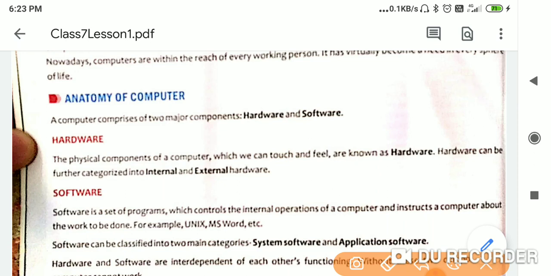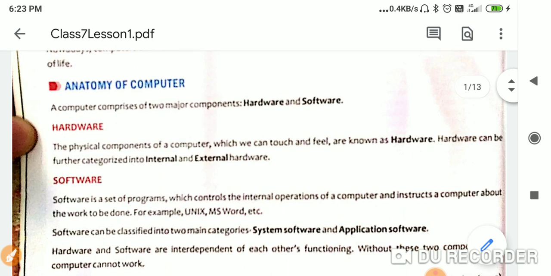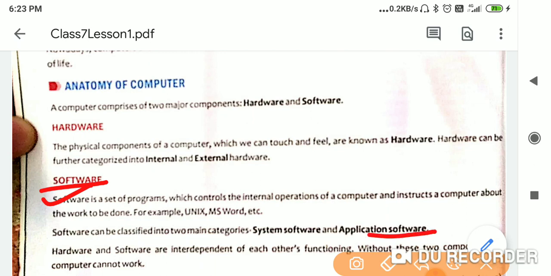two major components are hardware and software. Then you have to put heading hardware, and write the full paragraph. The second heading is software, and you have to write here, write from this to application software. So, this is the first answer.